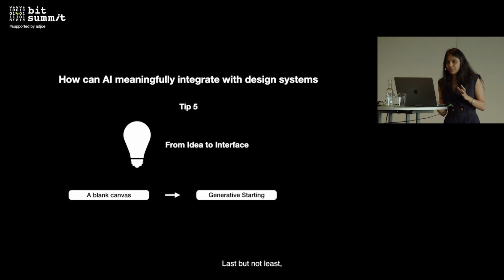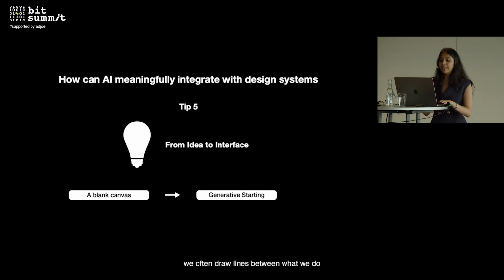Last but not the least, in life we often draw lines between what we do and what we don't. These lines are often visible between designers and engineers, right? But with AI, those lines are starting to blur. Rapid prototyping, quickly putting an idea to code, just helps designers have a realistic representation of an application, and we are often able to catch errors early in the cycle.